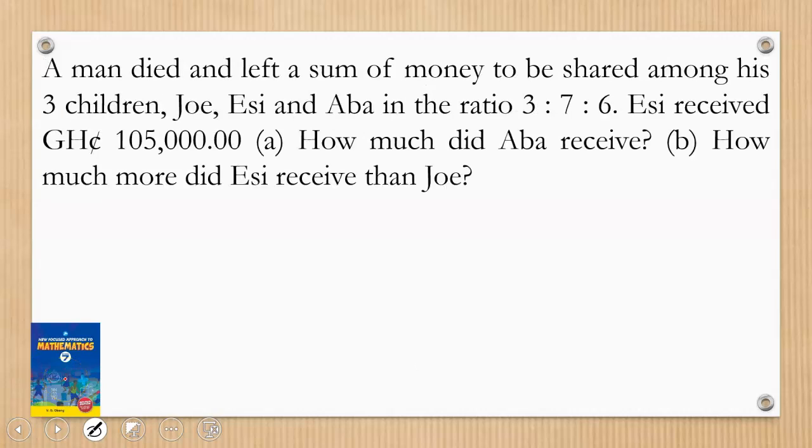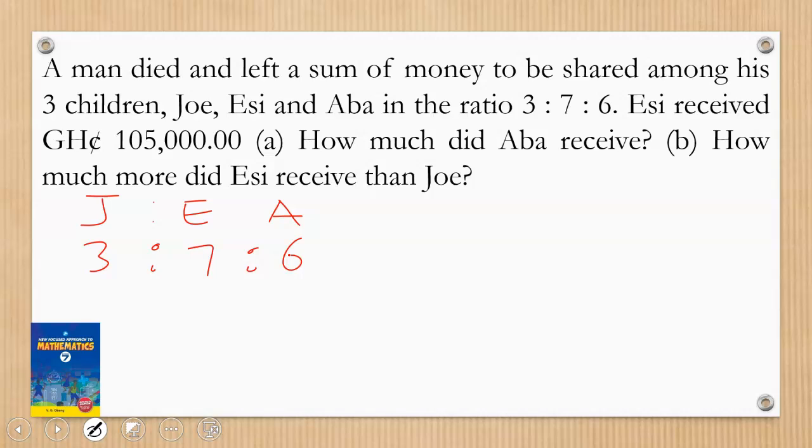A man died and left a sum of money to be shared among his 3 children. And the children, we have Joe, so let me use J for Joe. Let me use E for AC, and let me use A for Abba, in the ratio of 3:7:6. Now, AC received 105,000 Ghana cedis. How much did Abba receive? And how much more did AC receive than Joe?